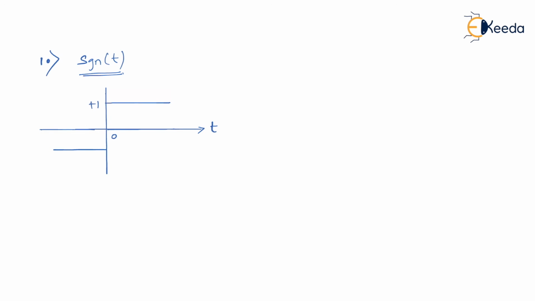So the last question says it is signum of t. So let me draw the signum function. You know that a signum function is positive 1 for t greater than 0 and it is -1 for t less than 0. So graphically I can show it like this. So +1 to the right hand side, -1 to the left hand side. This is how your signum function looks like.